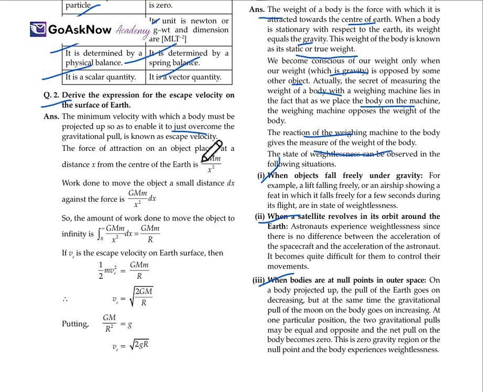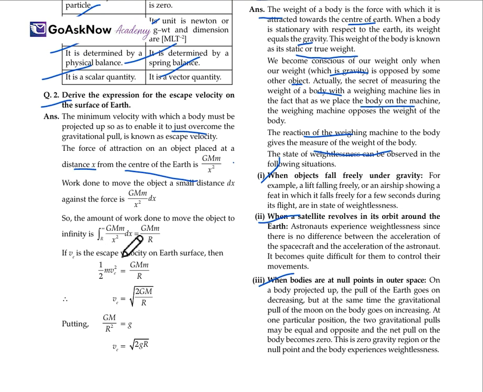The force of attraction on a body placed at distance x from the center of the earth is GMm upon x squared. So the work done to move the object through a small distance dx against the force is GMm upon x squared dx. So the amount of work done to take the object to infinity will be the integral from r to infinity of GMm upon x squared dx. It will be GMm upon r.